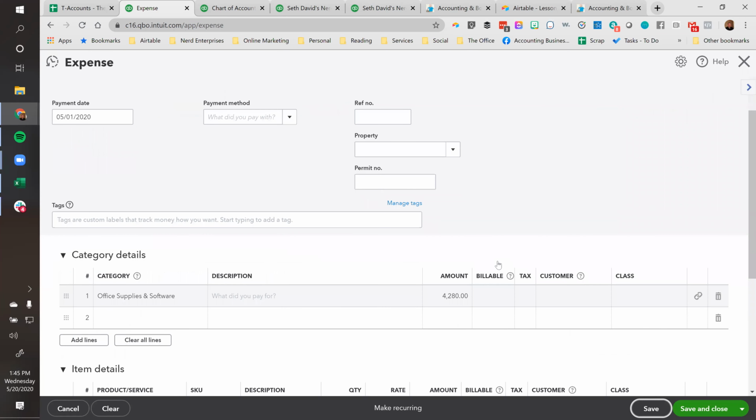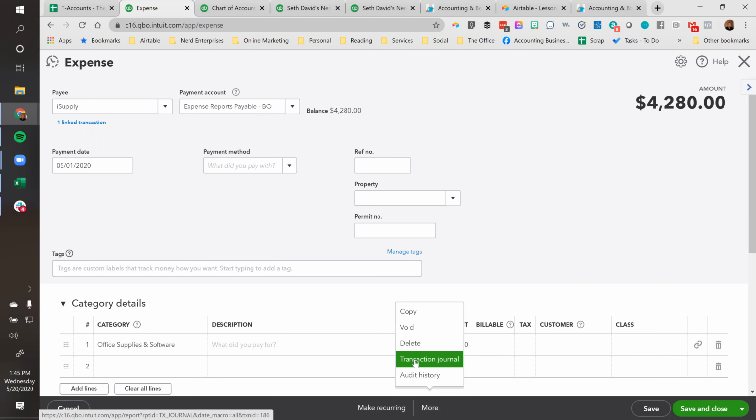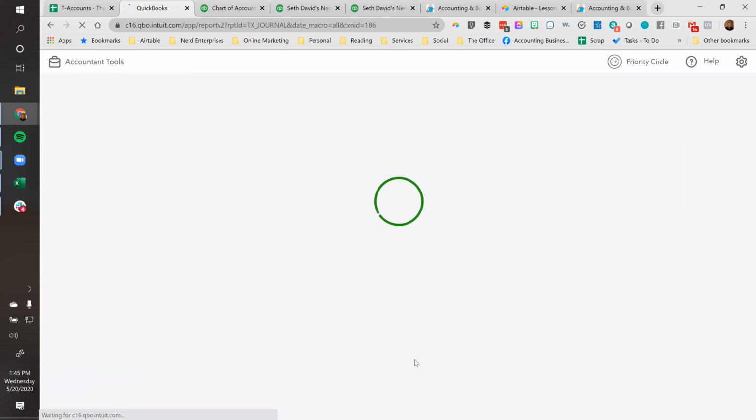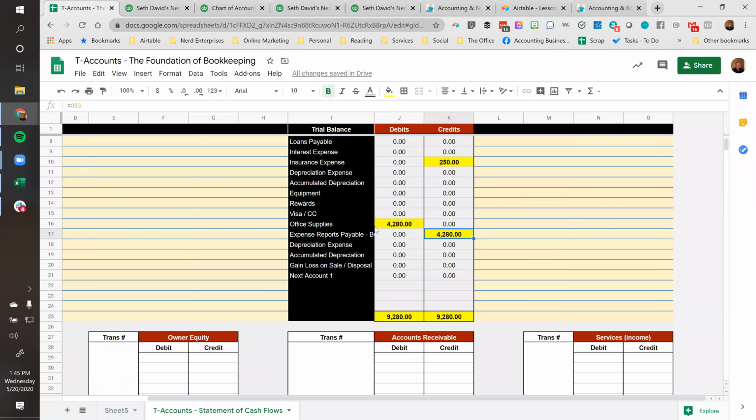And then that's just warning me about classes. And I purposely click save instead of save and close because now I want to run the transaction journal to make sure that this makes sense. And sure enough, I've credited the liability account 4280, and I've debited the office supplies and software 4280, exactly as I had predicted here with my T accounts.